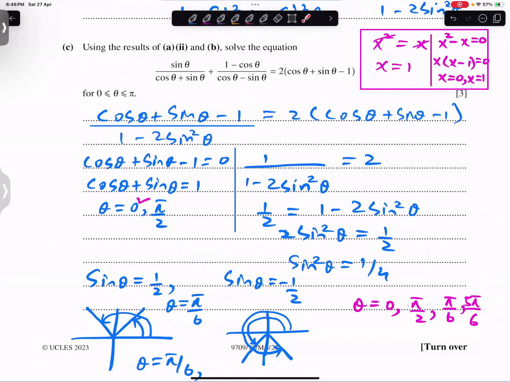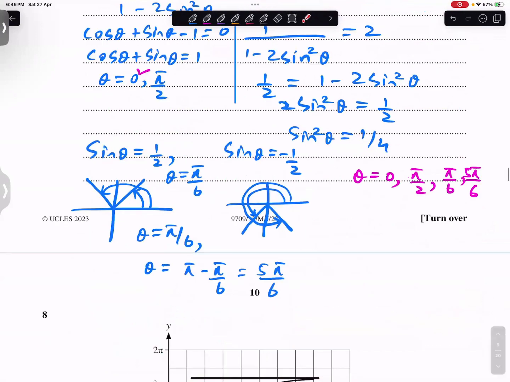Okay. As they were saying that you have to use part A and B, that's why we did this directly. Like theta is equal to 0 and pi by 2 are the solutions of this equation. So all the solutions are 0, pi by 6, pi by 2, and 5 pi by 6.